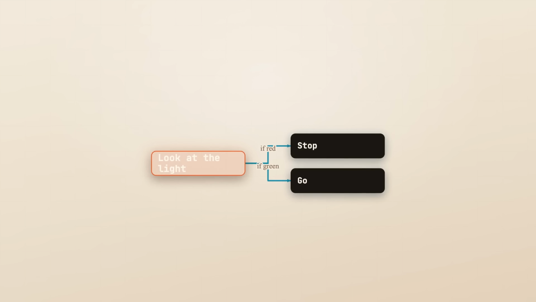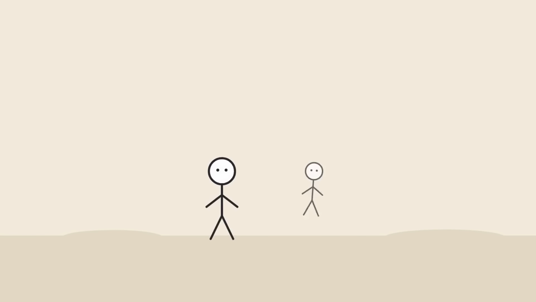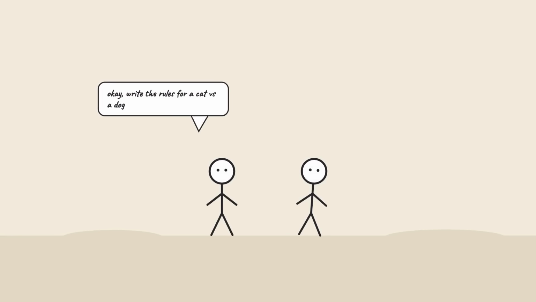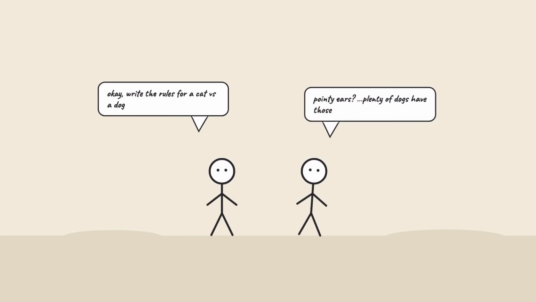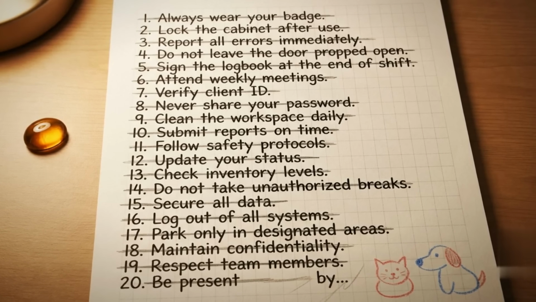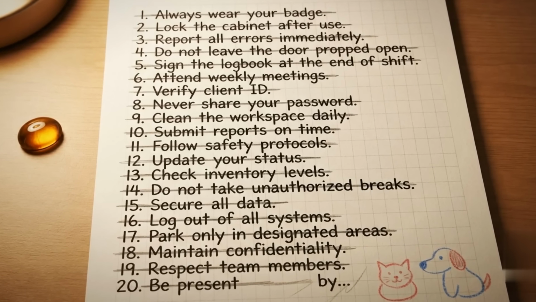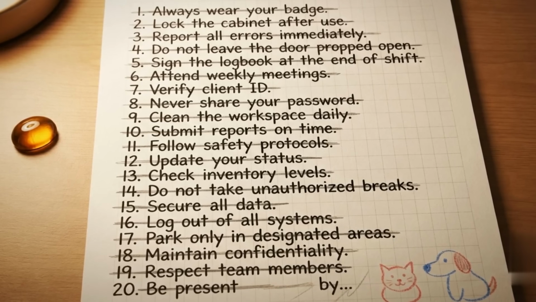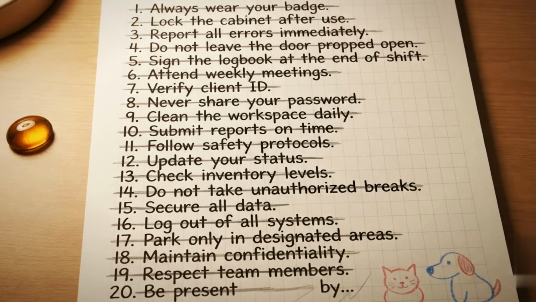Normally, telling a computer what to do means writing rules step by step, spelled out. If the light is red, stop. If it's green, go. That works beautifully when the rules are simple. But now try this: write the rules to tell a cat from a dog. Go on. Pointy ears. Plenty of dogs have those. Whiskers. Both have them. Every rule you write, there's an exception that breaks it. A toddler can tell a cat from a dog in a heartbeat, but nearly nobody can write it down as a list of rules. And that's the wall. For messy, real-world stuff, writing the rules just doesn't work.